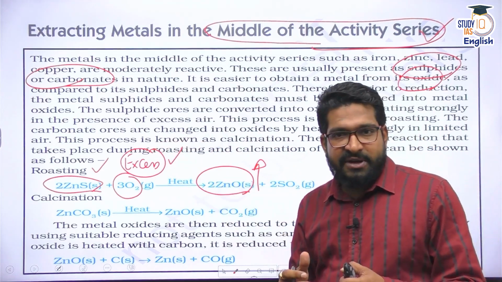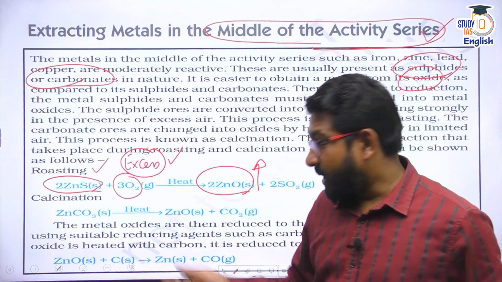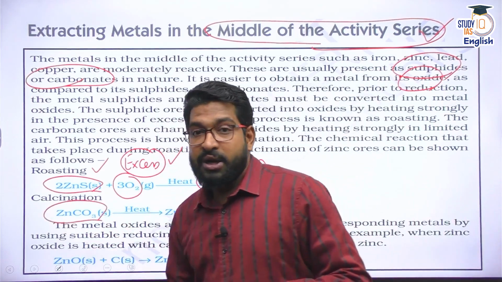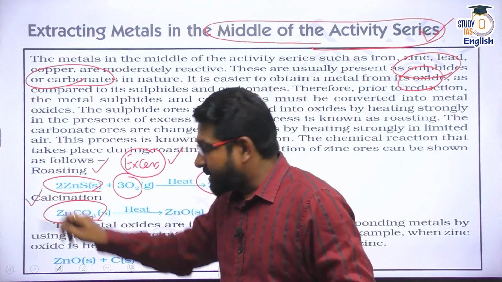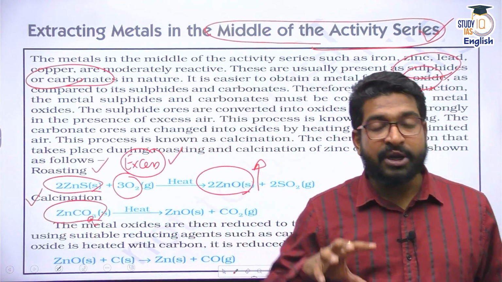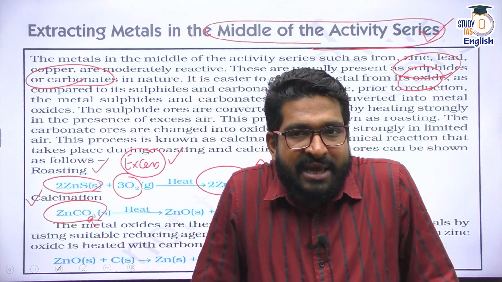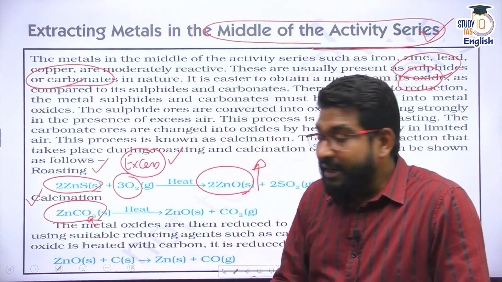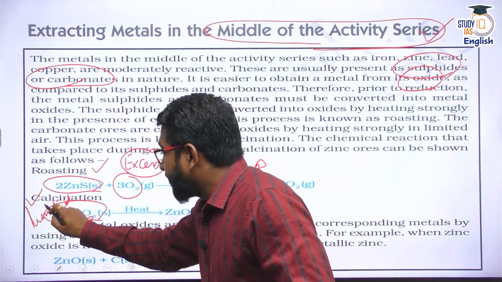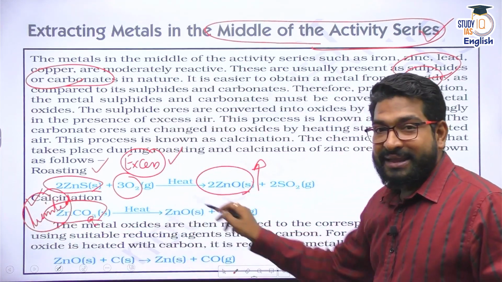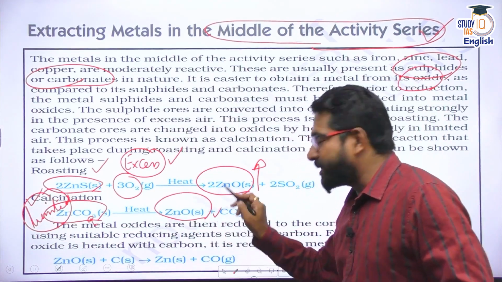Similarly, if a metal is available in carbonate form, say another example, zinc carbonate. Now for this, I already have oxygen in this. Now what do I do? I calcine this. I subject this zinc carbonate to the process of calcination. Now what is calcination? Simply heating it in limited air. I heat this in limited air. Now what will happen? This will then transform into ZnO, that is zinc oxide.